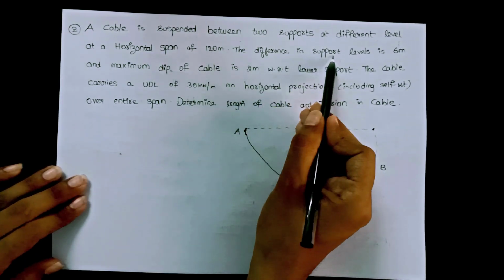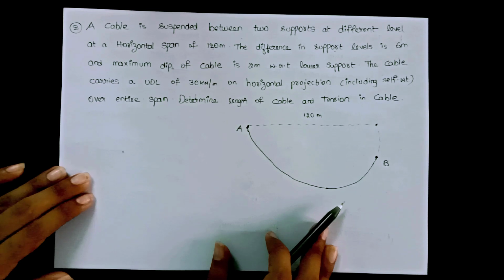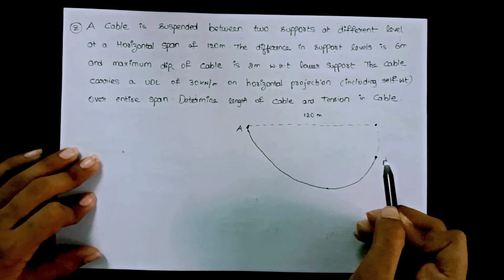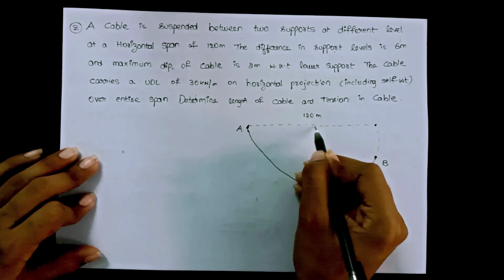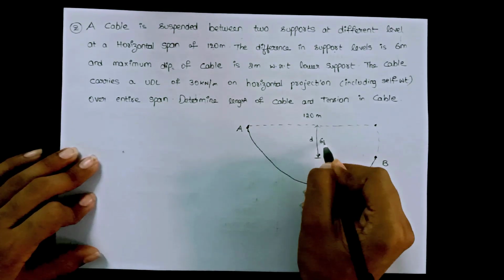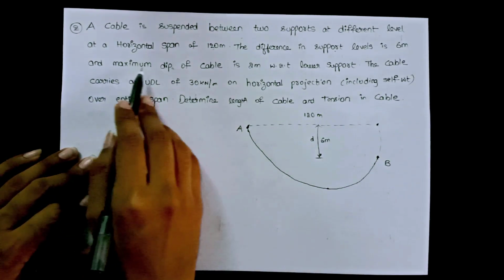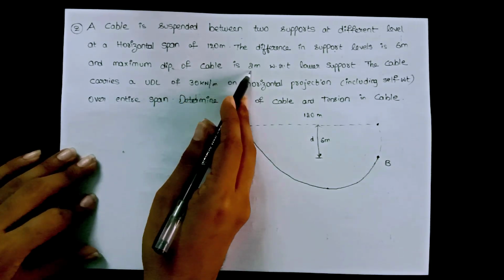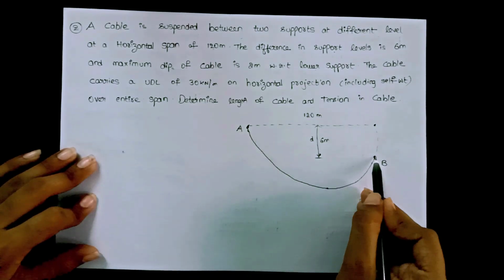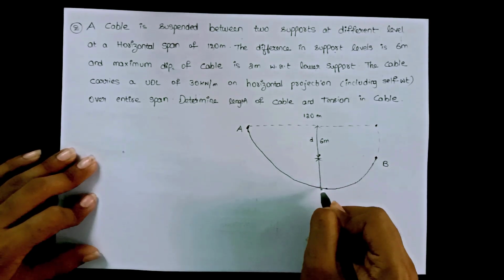Now the difference in support levels is 6 meters. The difference in support levels is indicated by the letter small d. So this is one support and this is another support. The difference between support A and B is d, and it is given as 6 meters. It is also given that the maximum dip of the cable is 2 meters with respect to the lower support. Compared to A, B is the lower support, and from B, this point is 2 meters below.